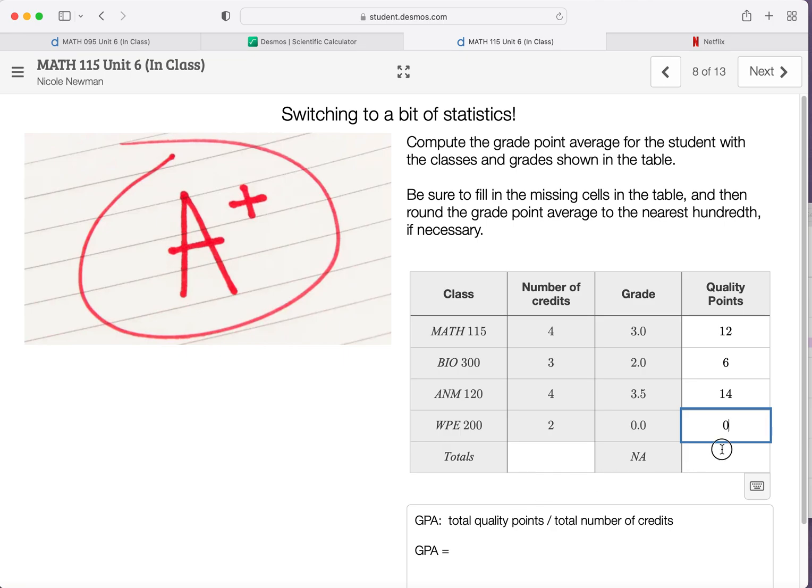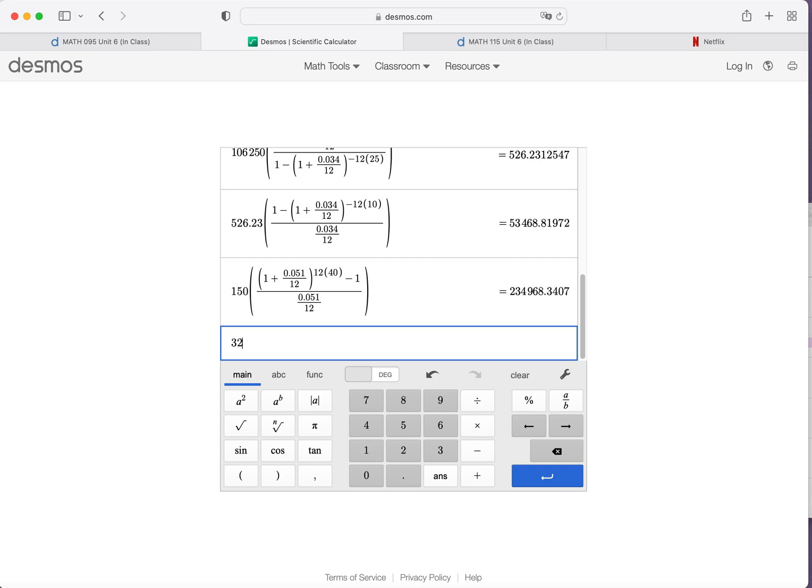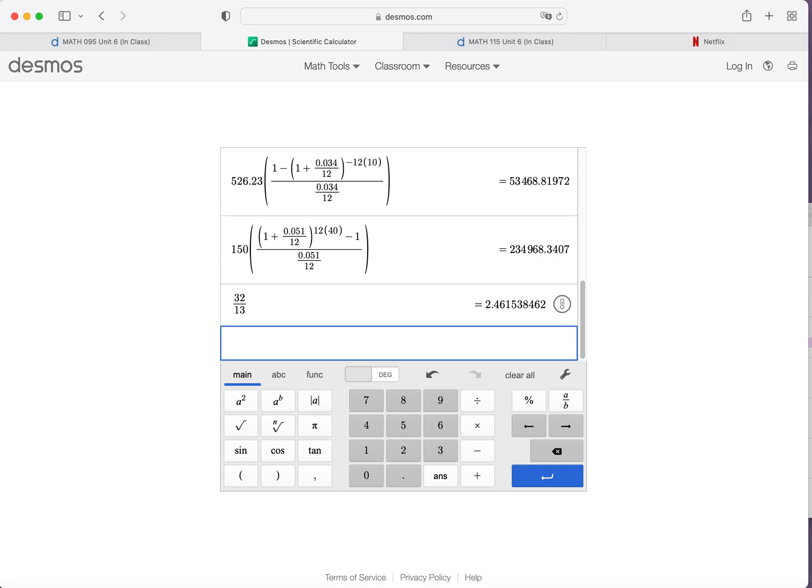To find a GPA, we need a total of all of the quality points. So there's 18, 32. And we need a total of all of the credits. So there's 7, 11, 13. To find that GPA, we need to do 32 divided by 13. And in the instructions, it said to round to the nearest hundredth. I haven't done this one yet. 32 divided by 13. 2.46, it looks like, rounded to the nearest hundredth.